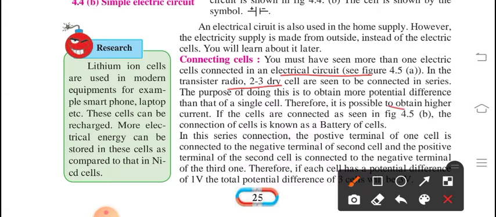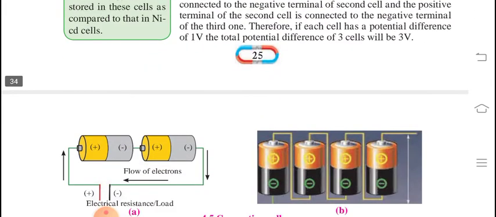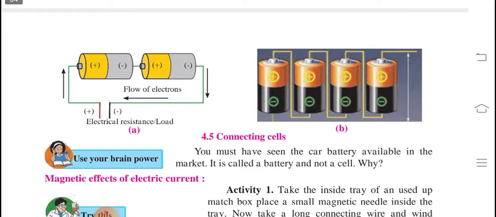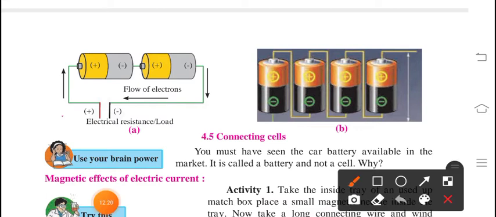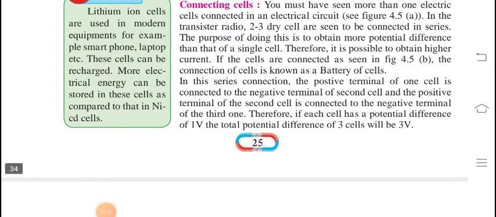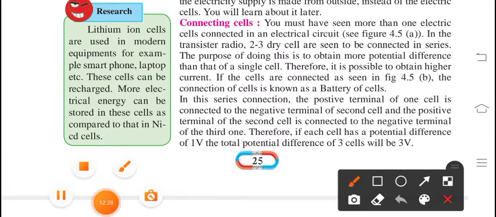Therefore, it is possible to obtain higher current also. If the cells are connected as seen in the above figure, the parallel condition and the series condition are both different. I'll show you the figure. This is the figure of the series condition, and this is the figure of the parallel condition. So the connected cells will be a battery of cells.